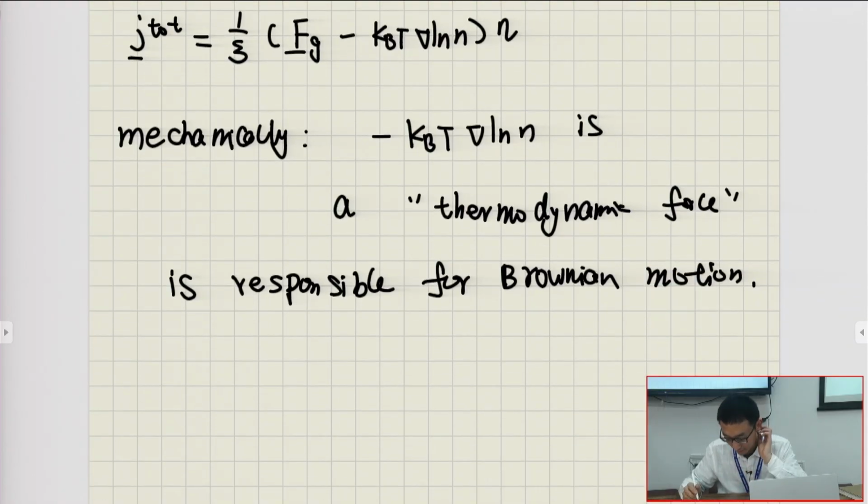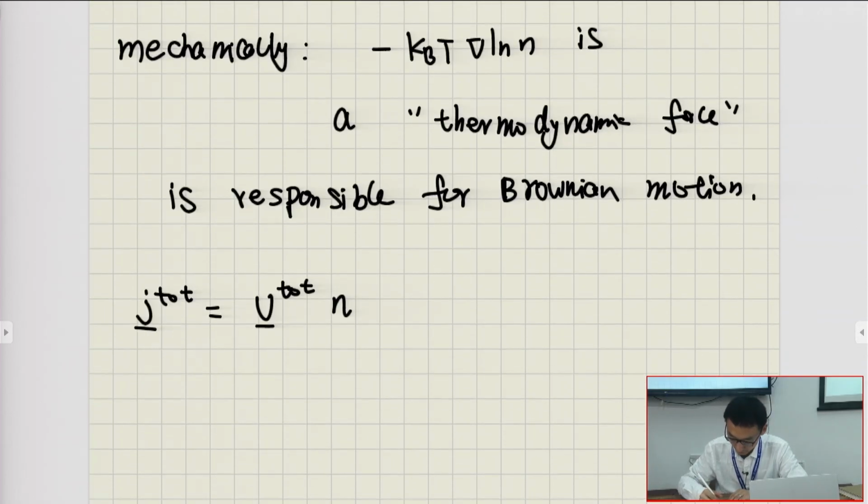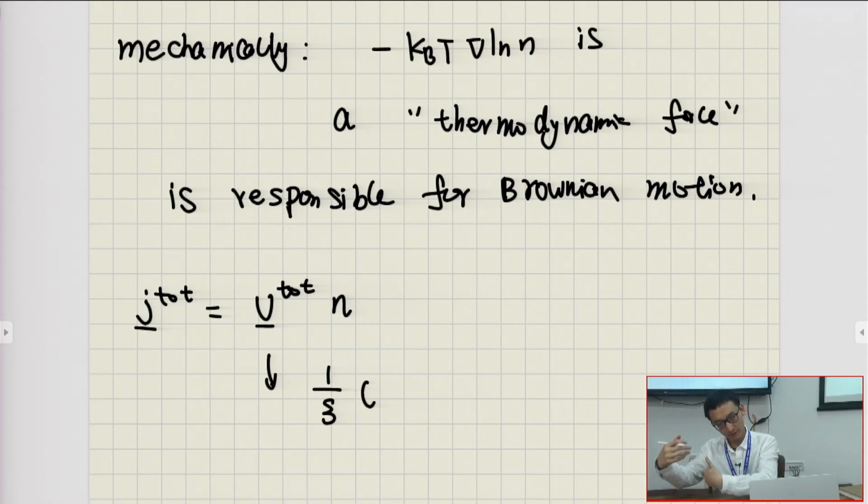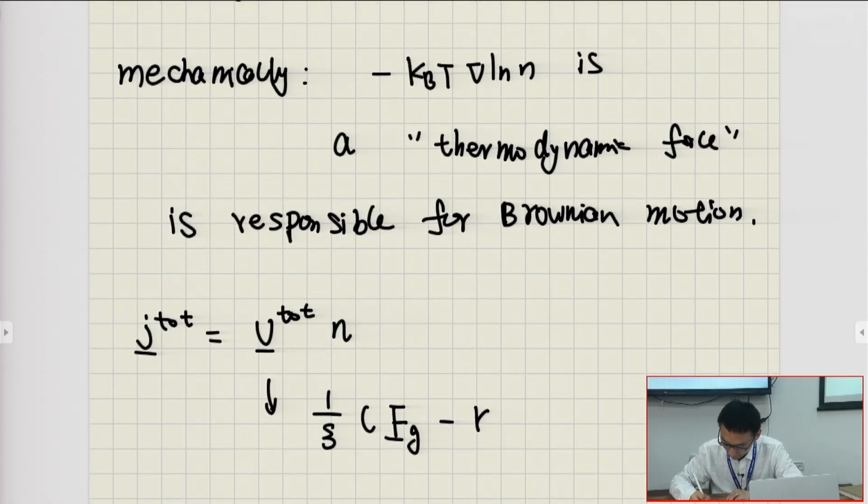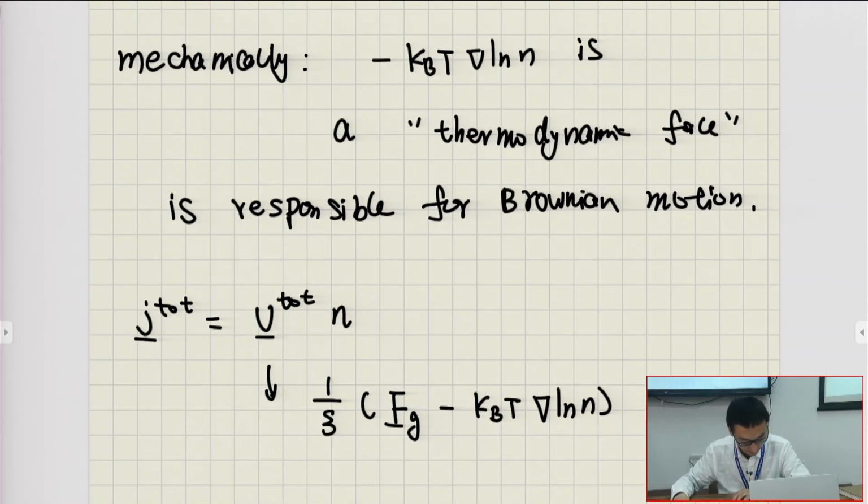Okay, so if we write it this way, then we can write the total flux as the total velocity times n, where we write the total velocity as 1 over psi, then we add up all the forces, but also include the thermodynamic component. So we have the external force due to gravity, and then we have this force that depends on the density as well. Okay, so that's interesting.